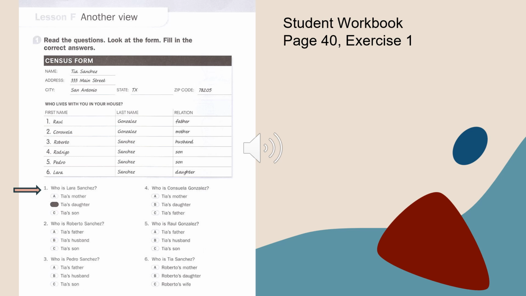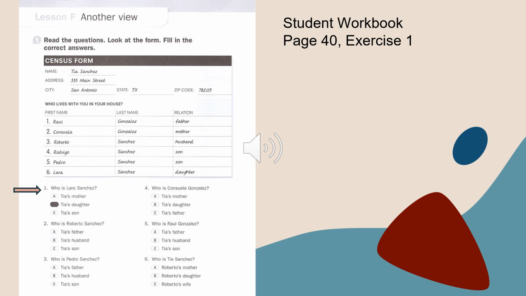Student Workbook, page 40, Exercise 1. We have to look at the census form there, okay? And we read through it, and it says that Tia Sanchez, and it gives her address. She lives at 333 Main Street in San Antonio, Texas. Her zip code is 78205.